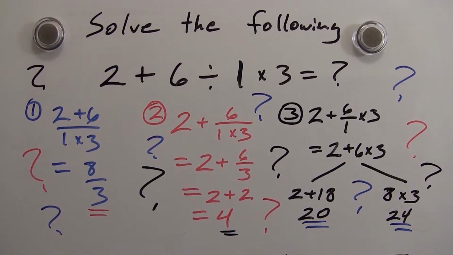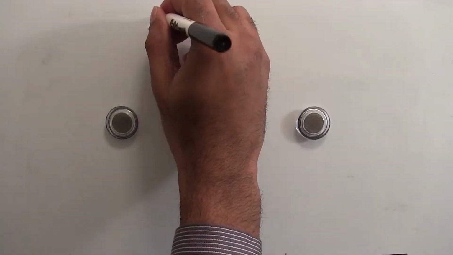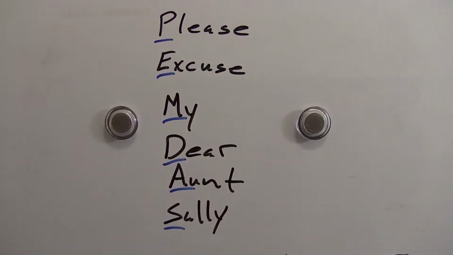Now, as far as we know, the order is as old as mathematics itself. It's existed in one form or another for centuries. In fact, you probably know it by a different name, PEMDAS. PEMDAS, of course, means, what does PEMDAS mean again? Oh, right, please excuse my dear Aunt Sally. Right? Right? Well, not really.